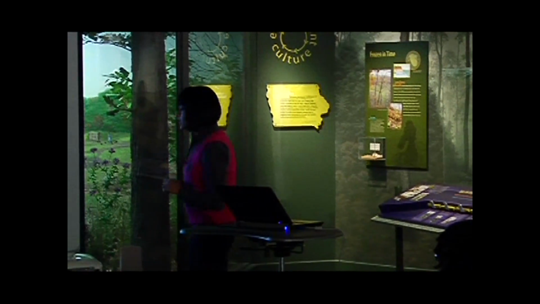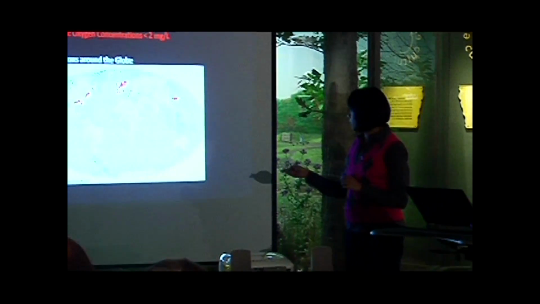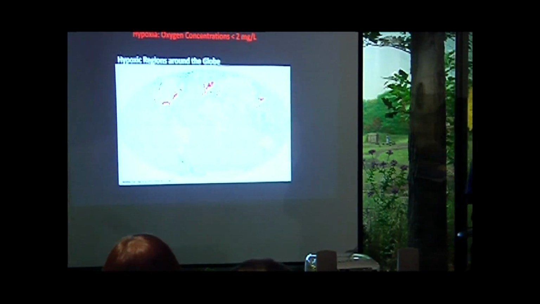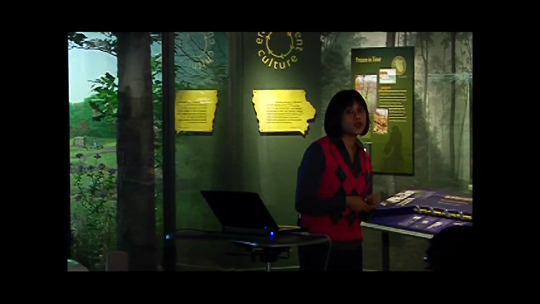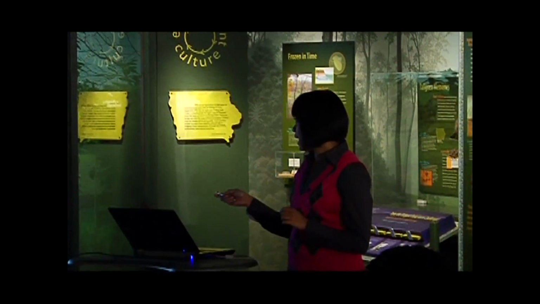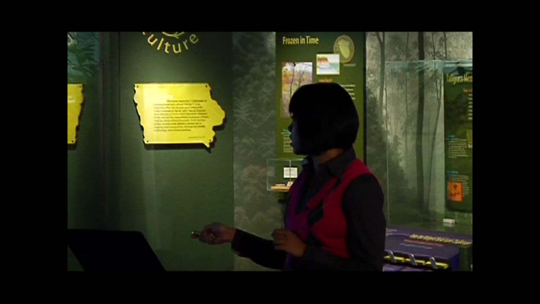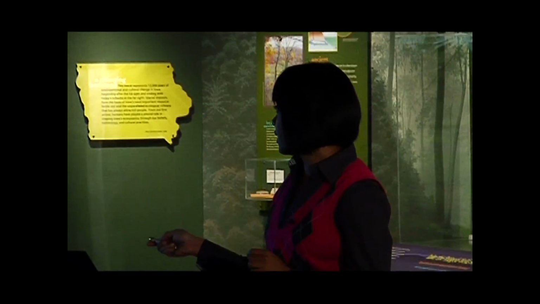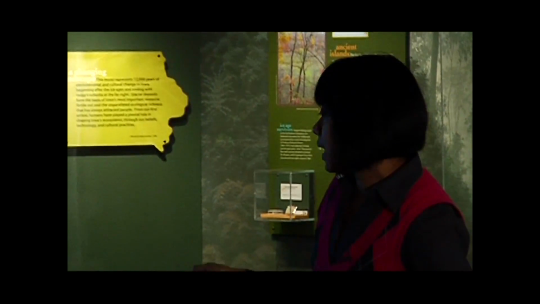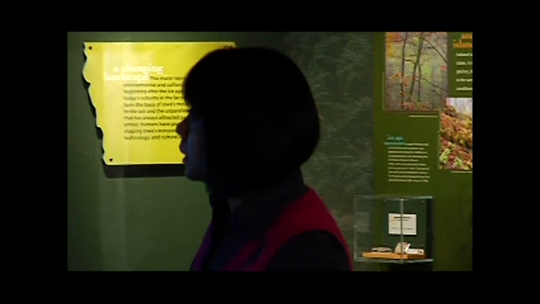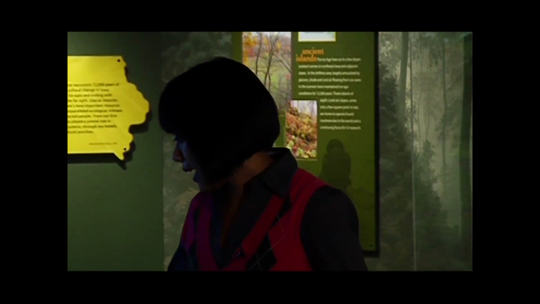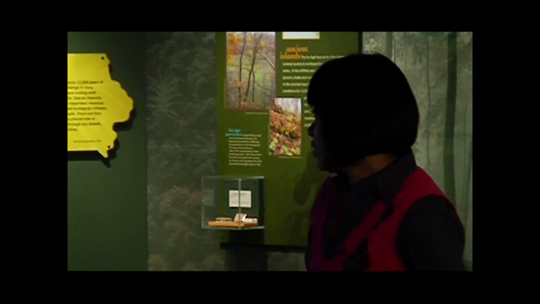Hypoxia is not unique to the Mississippi Basin. If you look at all the red dots in this figure, all of these are hypoxic regions around the world. Look at the east coast of the US. Look at Europe. Hypoxia is a pretty serious problem. By definition, hypoxia is a condition when oxygen concentration in the water is less than 2 milligrams per liter.